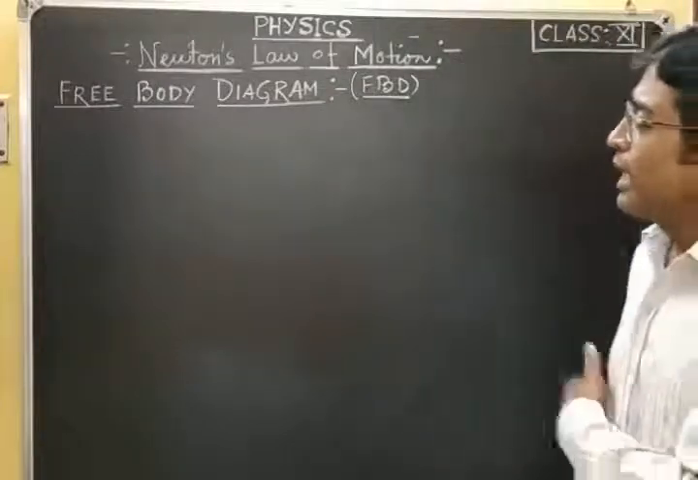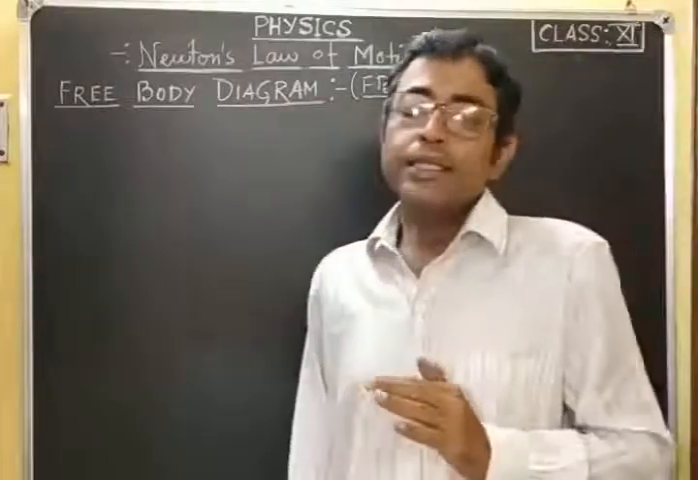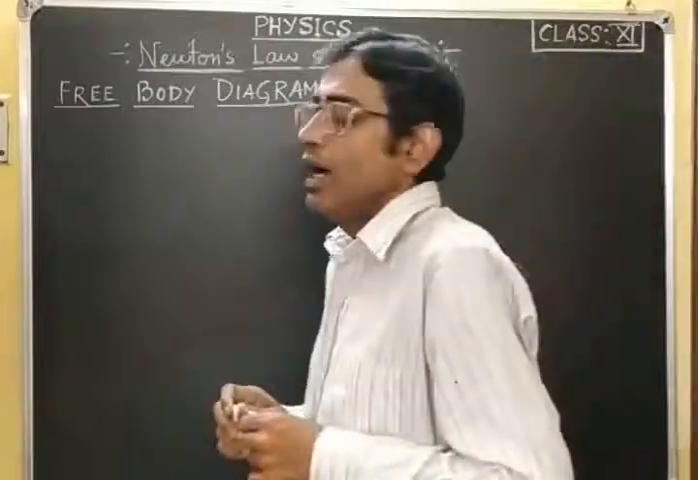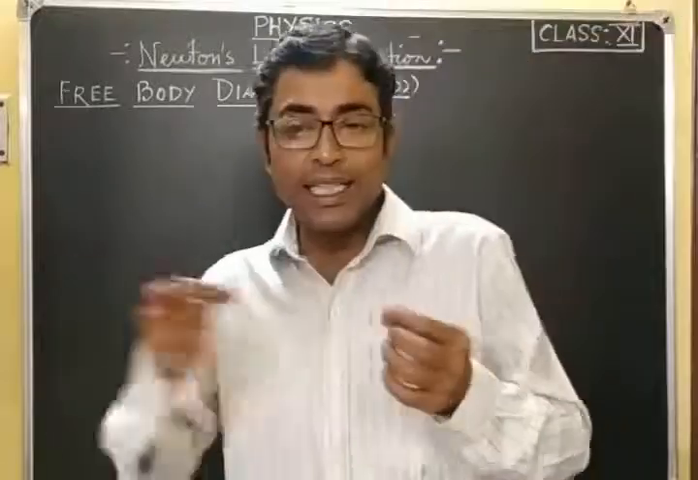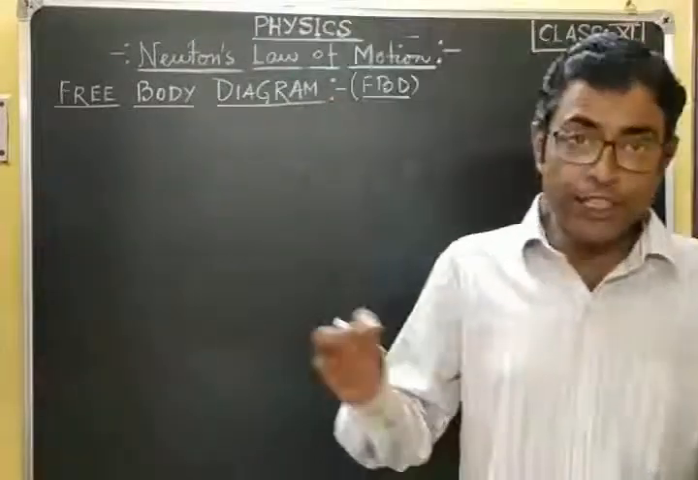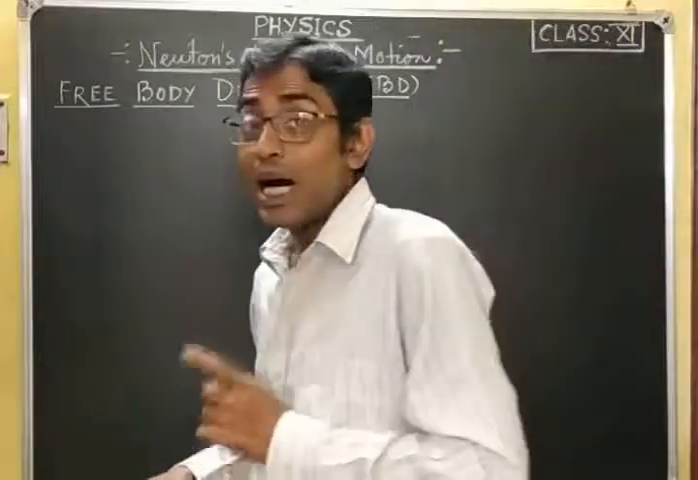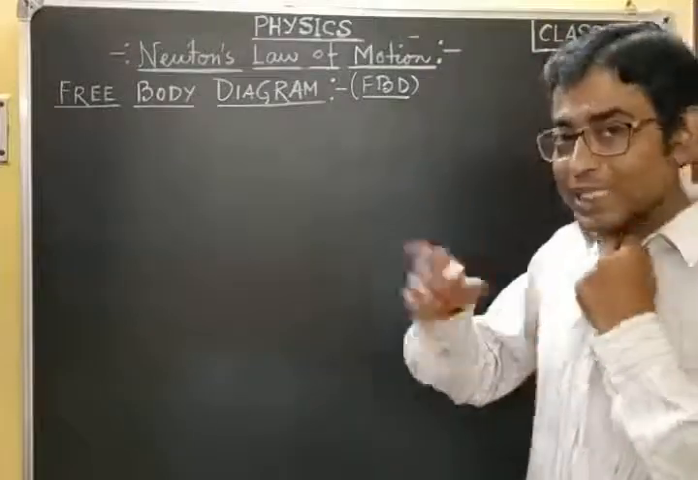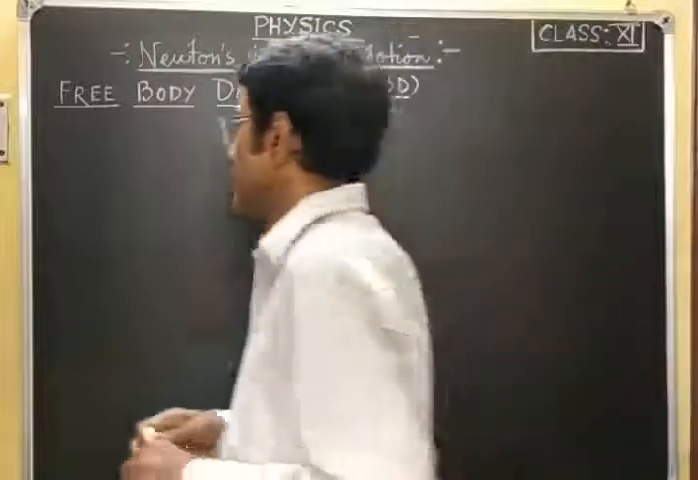So free body diagram means we will just be marking the forces acting on that body, and remember, the tension acting on the string. We will be assuming that the bodies are joined together with the help of a string, and remember, those will be massless and frictionless.